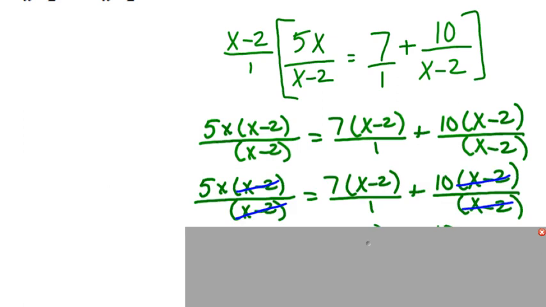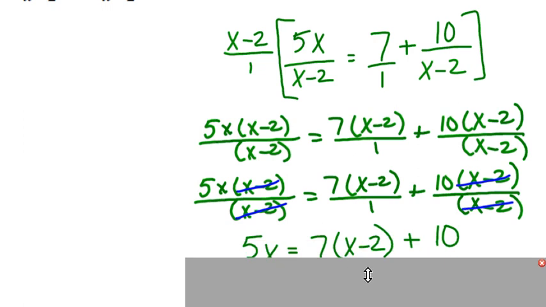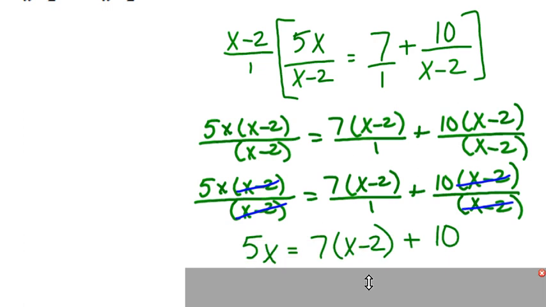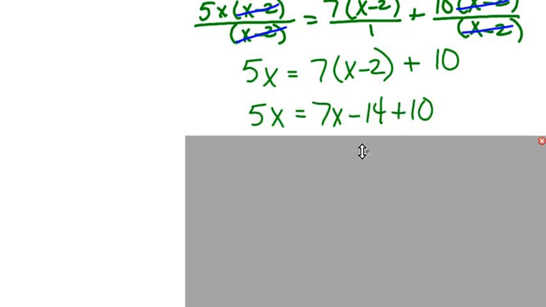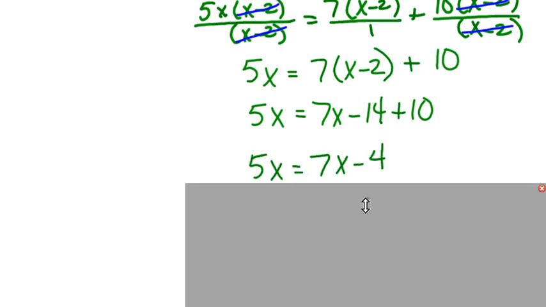After dividing out your common factors, we can see what's left for our equation. So here we have 5x equals 7 times our quantity x minus 2 plus 10. Again, linear equation. Simplify by following your order of operations. So distribute your 7. We can combine some like terms here, a negative 14 and a positive 10, that would be a negative 4. So now we have 5x equals 7x minus 4.